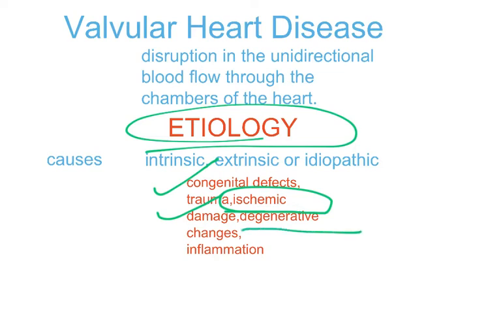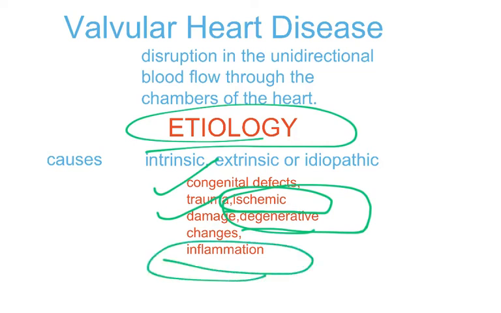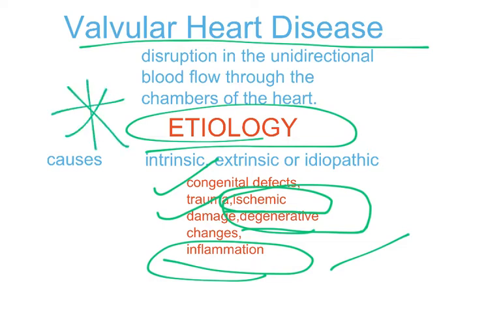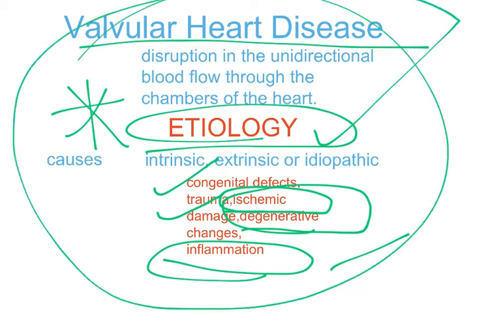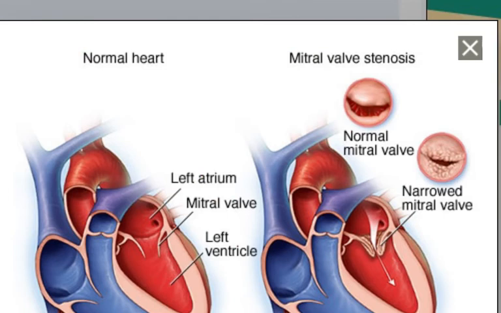Or it could be degenerative. As people get older, the valves in their heart don't work so well. As people age, this can happen. And inflammation, and one of the main causes of valvular heart disease is rheumatic heart disease. So these are the common causes for valvular heart disease. So that's the etiology. As a nursing student, when you understand the etiology, it helps you to begin to focus. Now, when we look at valvular heart disease, it's very important.